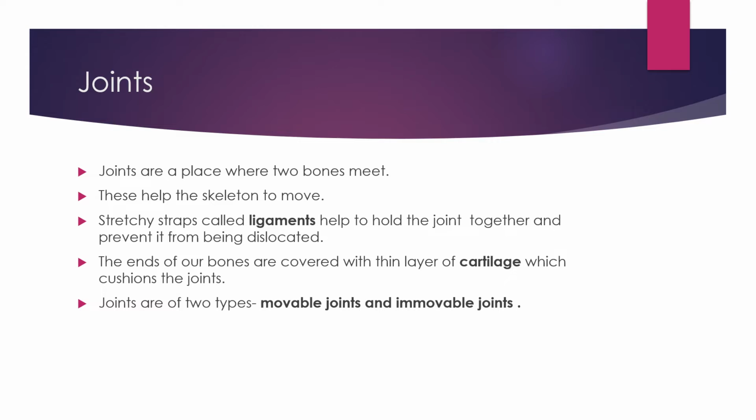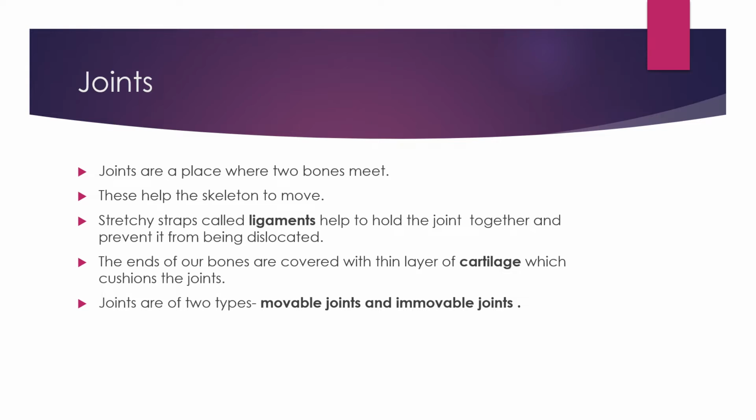At joints, there are also some tissue-like structures known as cartilage, and the function of cartilage here is to cushion the joints. It means it prevents the rubbing of bones at the joints.